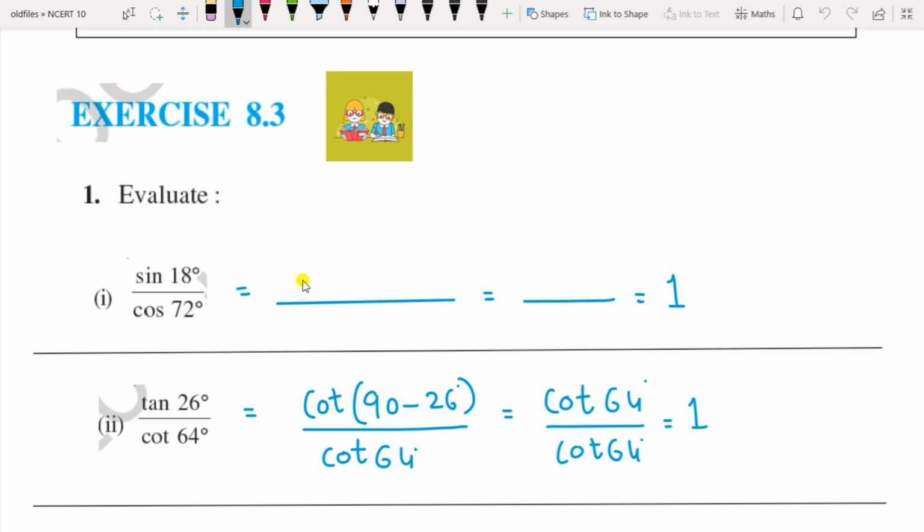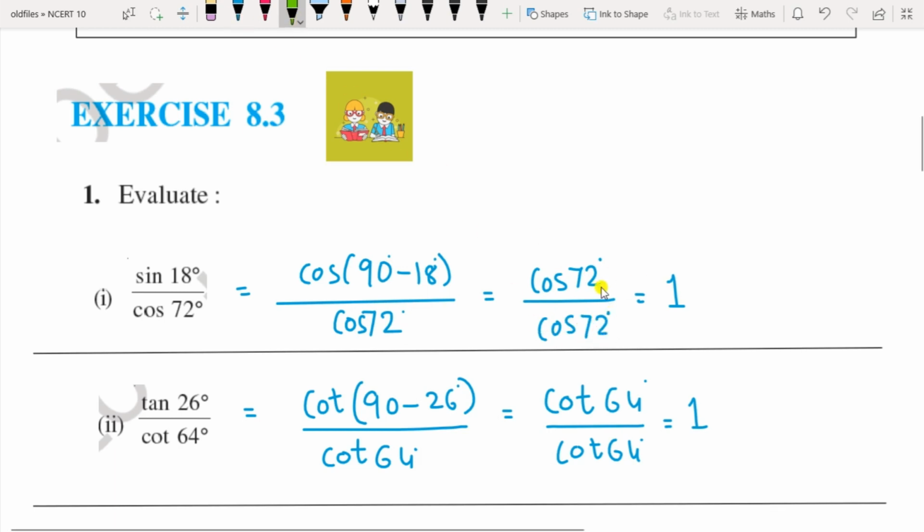So how to write the value in terms of 90 minus theta? It is sine of 18, that means it will be cos of 90 minus 18, whatever angle is given here, write that only. And the denominator let it be the same, cos of 72 degrees. So 90 minus 18 degrees is cos of 72 degrees, and the denominator as it is. If you cancel this one, you will get 1. So the value of sine of 18 upon cos of 72 is 1.